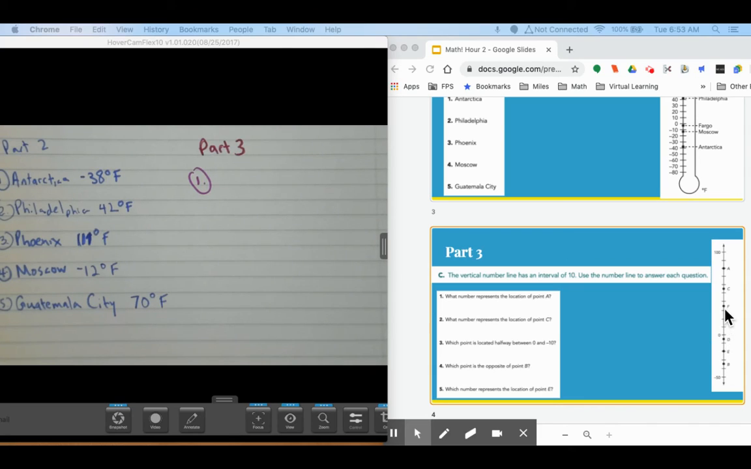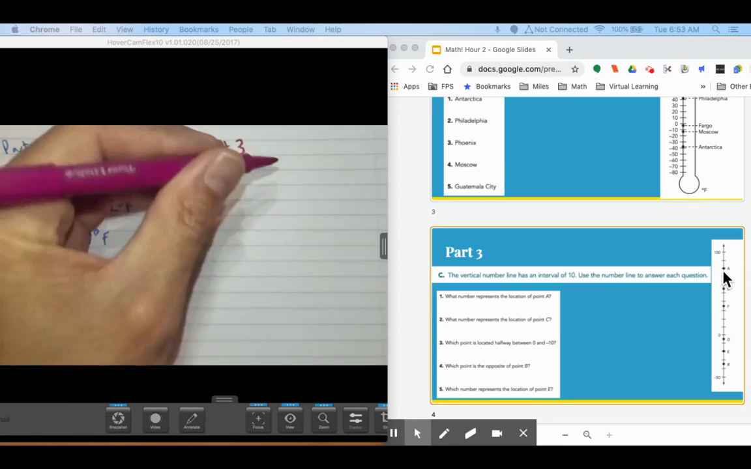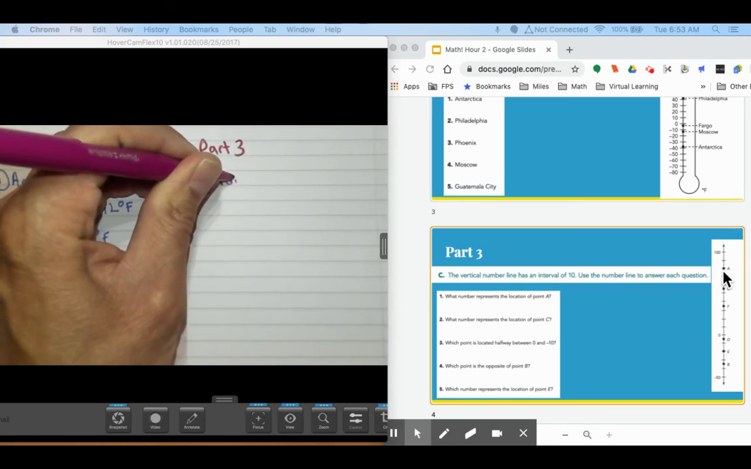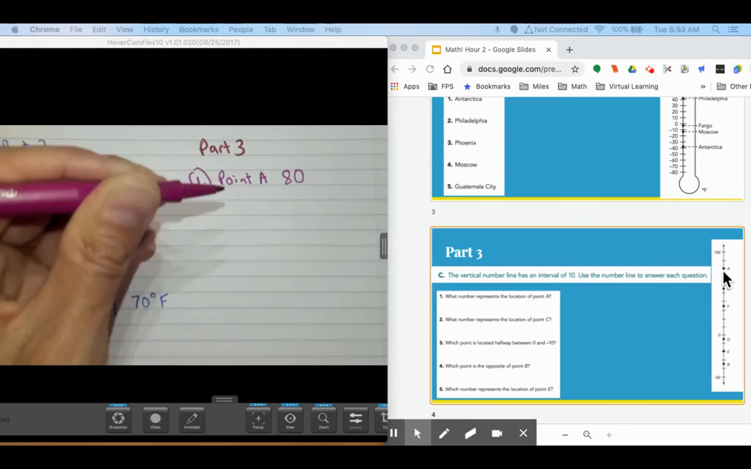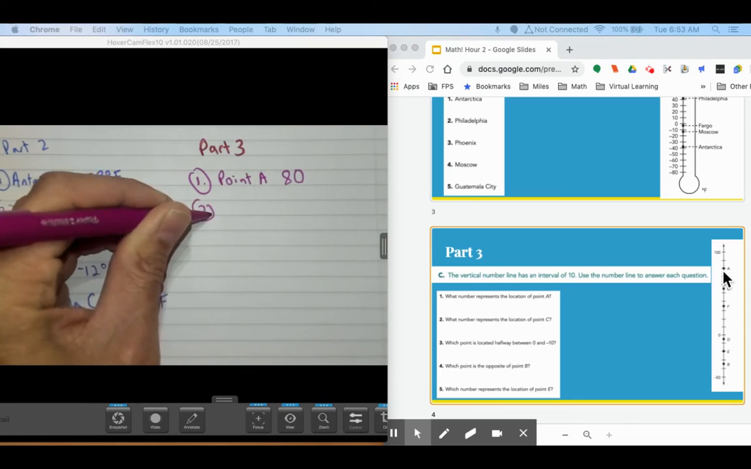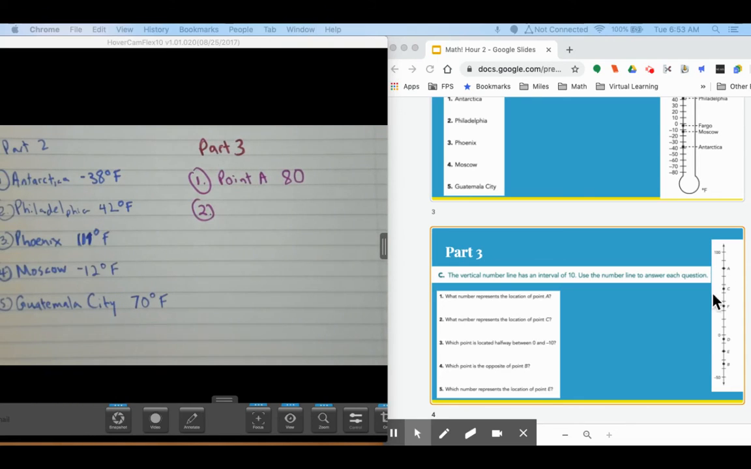0, 10, 20, 30, 40, 50, 60, 70, 80. Point A looks to be at 80. Pause it, do number 2.